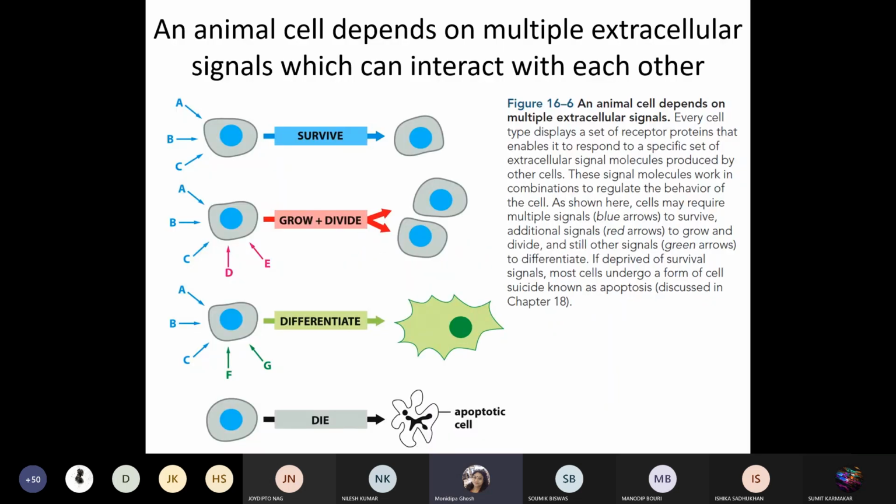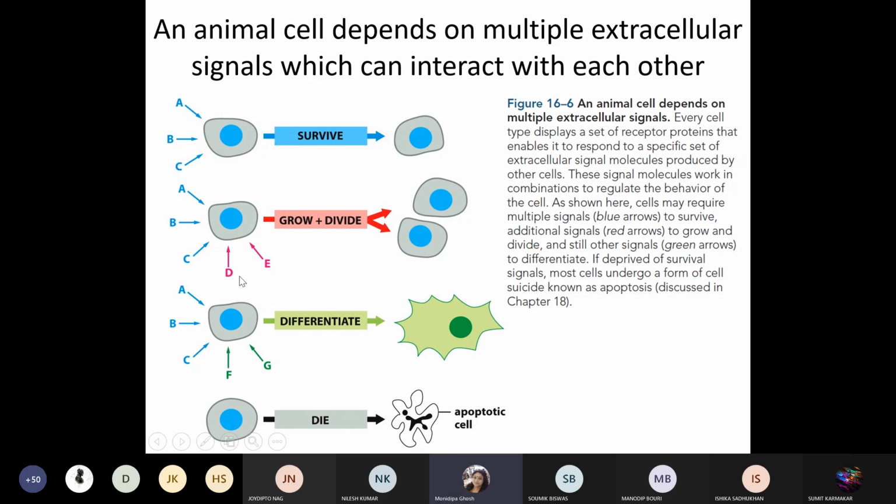The animal cell depends on multiple extracellular signals which can interact with each other. What are the functions the signaling molecules do? You just go through this one. They help in survival of the cell, meaning basic cell cycle progression and DNA replication. There is a lot of survival machinery the cell has to perform each and every moment. So they help to make the cell survive.